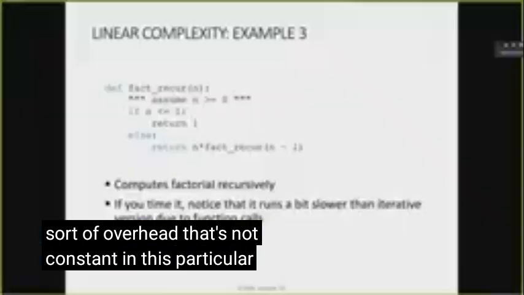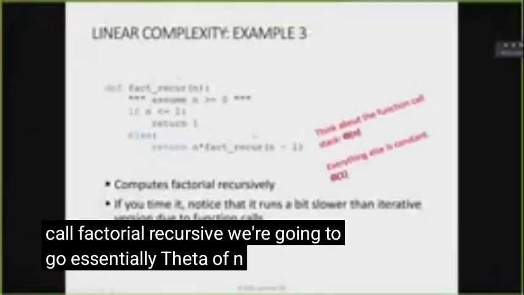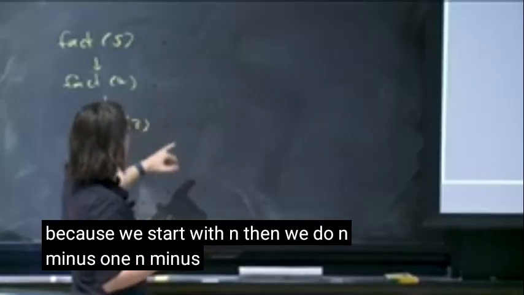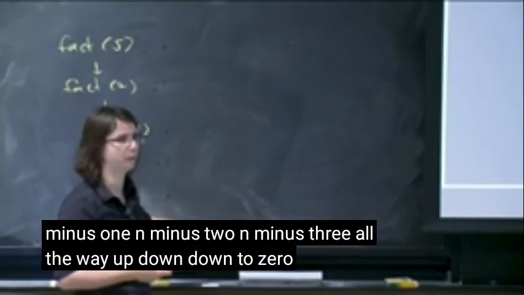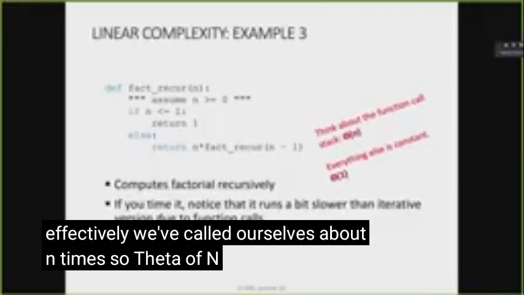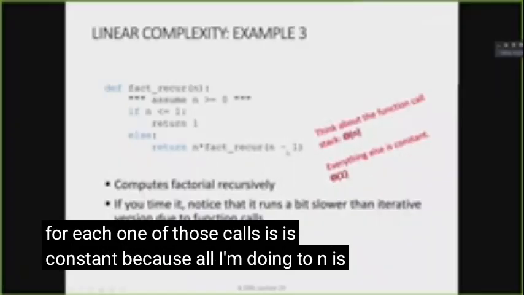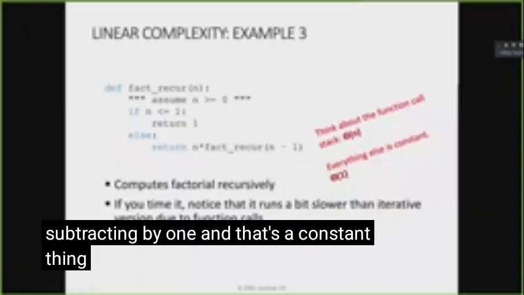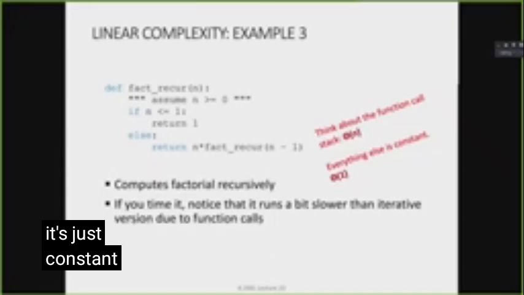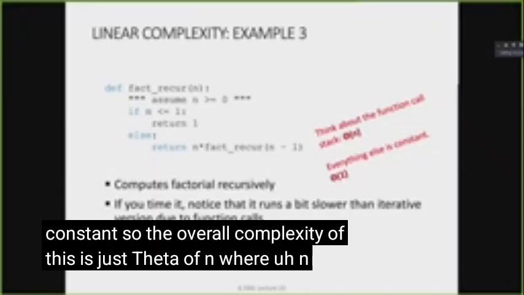In this particular case, when we call factorial recursive, we're going to go essentially theta of n times, because we start with n, then we do n minus 1, n minus 2, n minus 3, all the way down to 0. So effectively, we've called ourselves about n times, so theta of n. And the overhead for each one of those calls is constant, because all I'm doing to n is subtracting 1, and that's a constant thing. n minus 1 is theta of 1. It's just constant. So the overall complexity of this is just theta of n, where n is my input.